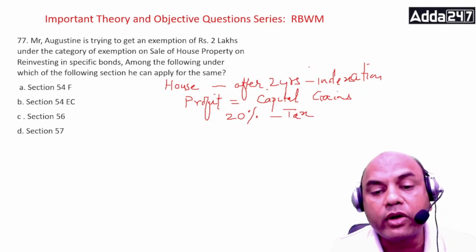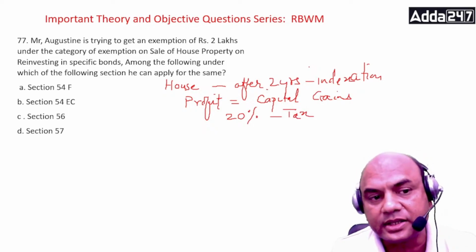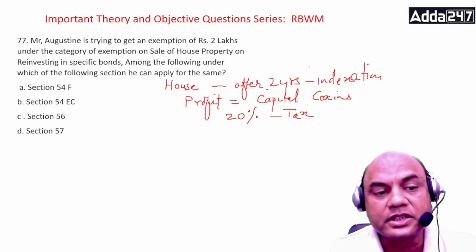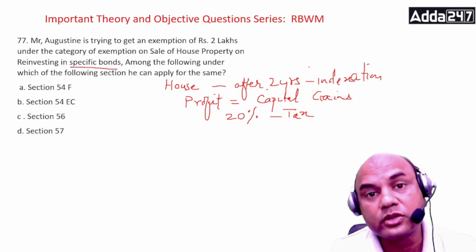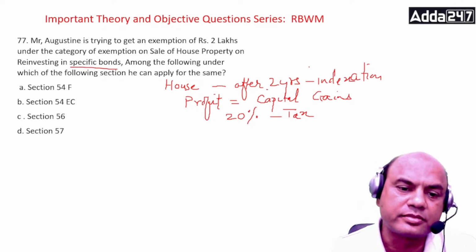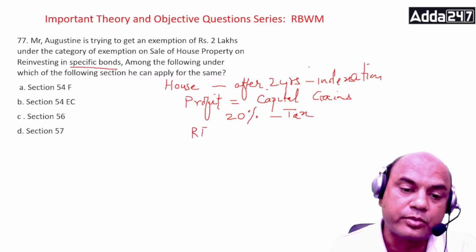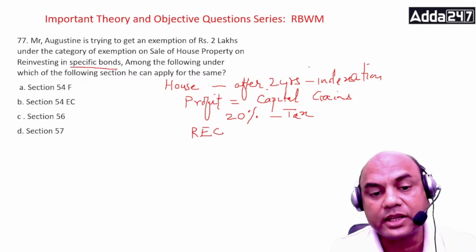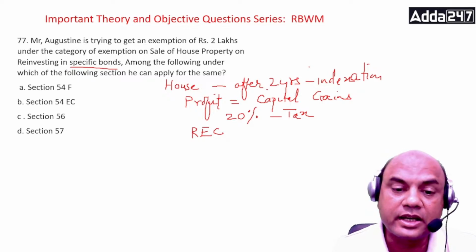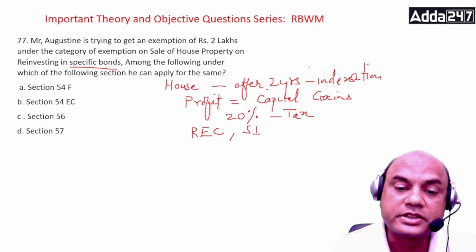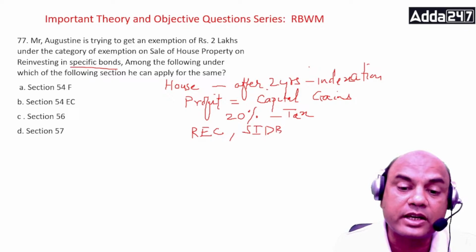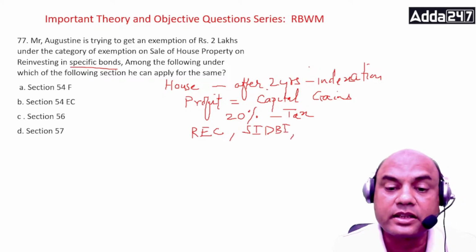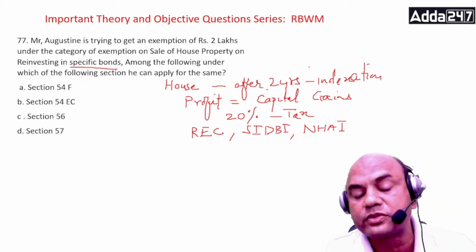Now if I want to avoid this and save this tax, then I have to invest in certain specific bonds. Which are those bonds? For example, REC gives a few bonds. REC means Rural Electrification Corporation. Similarly SIDBI gives. Nowadays NHAI, National Highways Authority, also gives bonds. So you can invest in any of these bonds, and then you don't have to pay this 20% tax.